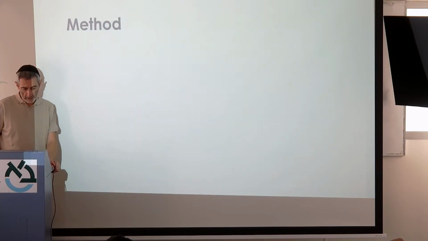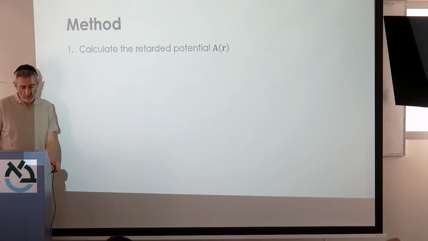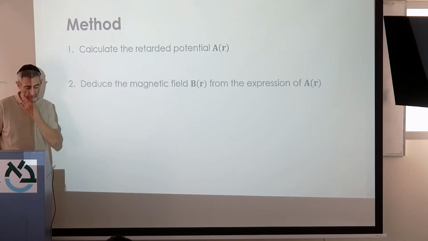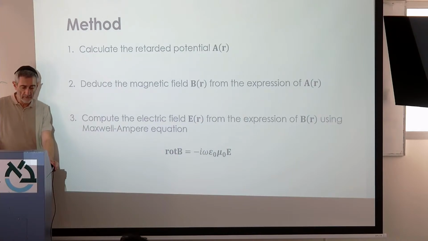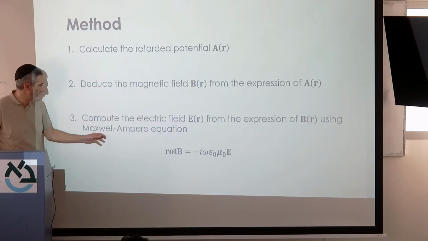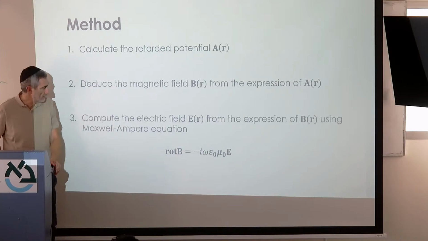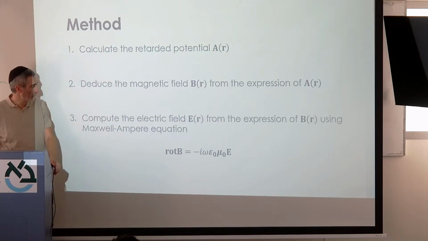So what is the method? You calculate the retarded potential, if you remember from last time. From the retarded potential, you can get the B field and the E field. The B field is just the rotational of A, and the E field is related to the B field directly with the Maxwell equation, the Maxwell-Ampère equation, in the case when you have a single frequency, a monochromatic wave.